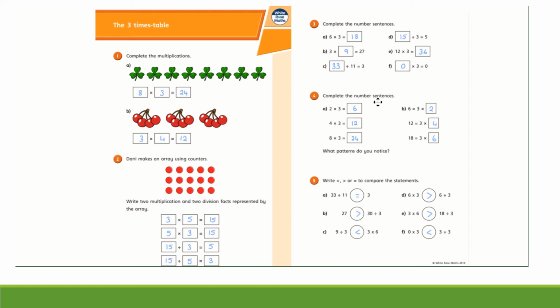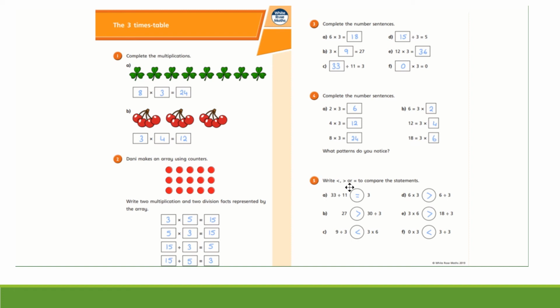Number 4, complete the number sentences. A, 2 times 3 equals 6, 4 times 3 equals 12, and 8 times 3 equals 24. And B, so we've got 6. What's equal to 6? It's going to be 3 times 2. Here we have an answer of 12. What's equal to 12? It's 3 times 4. And don't forget, we're still looking at 3 times tables. And what's equal to the answer of 18? It's 3 lots of 6.